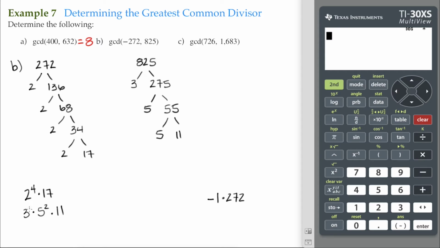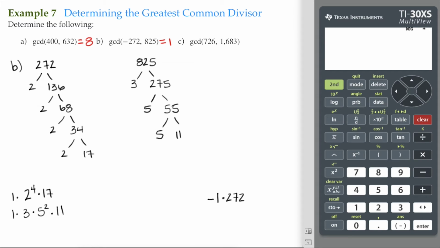Now they have no base in common here. Now don't forget, we're looking for all the divisors. Don't forget 1 is also a divisor. So then 1 would have to be the greatest common divisor between negative 272 and 825. So that's 1.